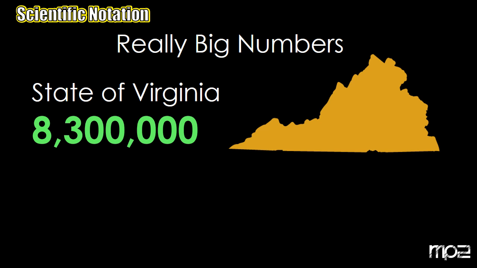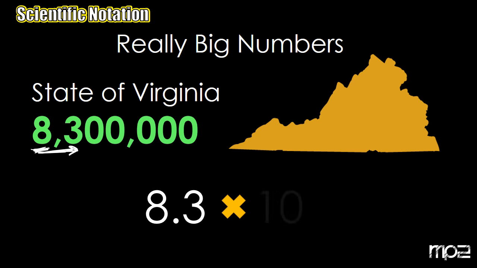So here we have this example, the state of Virginia. The state of Virginia has approximately 8,300,000 people. And we need to write this number in scientific notation. So the first part is going to be a number between 1 and 10. So I'm going to write 8.3. Where I got that is I'm looking at the very first number, and I'm trying to figure out all of the essential numbers after that. And I'm going to create a decimal that is between 1 and 10. So I put 8.3.